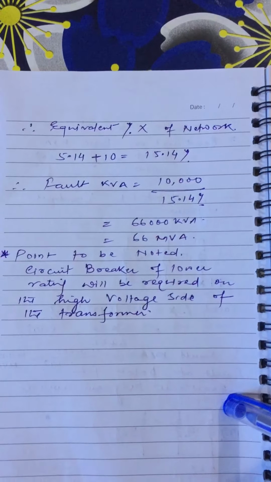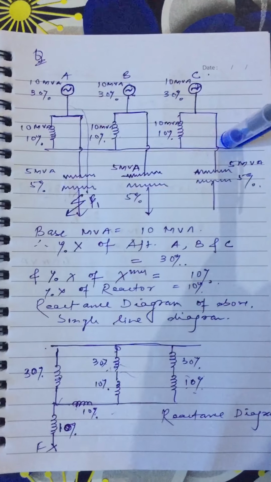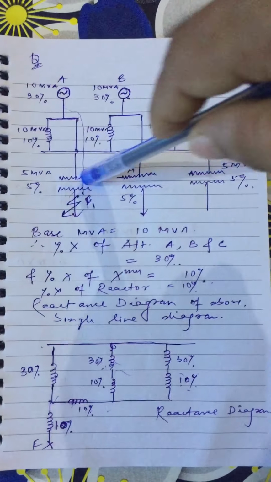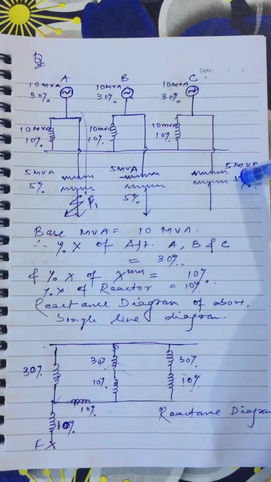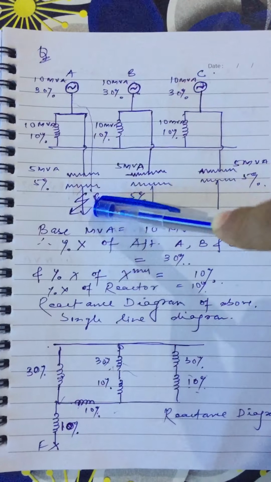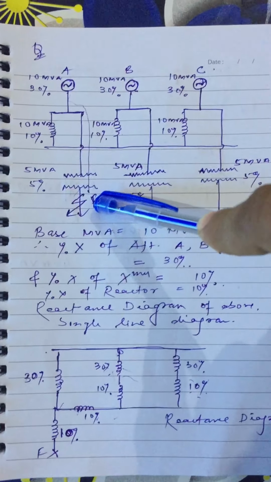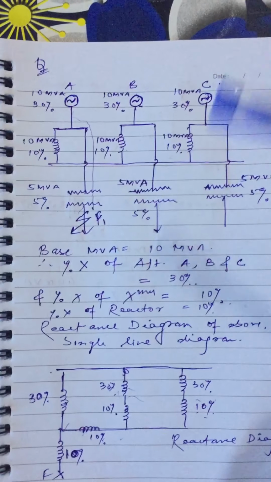Again we will do another question, of the same type, which has a slightly different concept. We have drawn one network where we have considered three alternators, three reactors, and three transformers, and the fault happened on the load side of the transformer. Let us suppose the fault happened at F1. So again we will simplify this circuit into the reactance diagram.